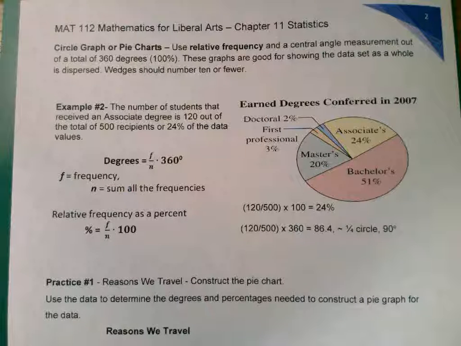These graphs are good for showing data sets as a whole, how they're dispersed. The wedges should be 10 or fewer, so not a lot of categories. So this is for small data again, okay? Necessarily small data, a small number of categories, a small number of classes.